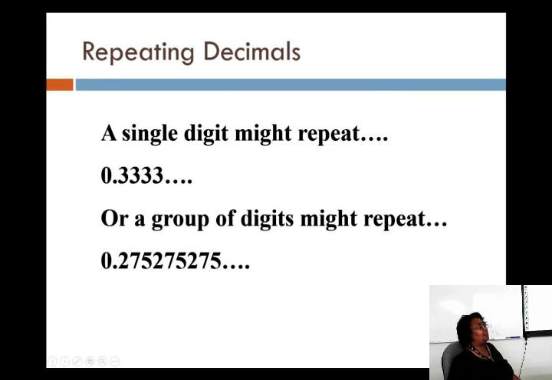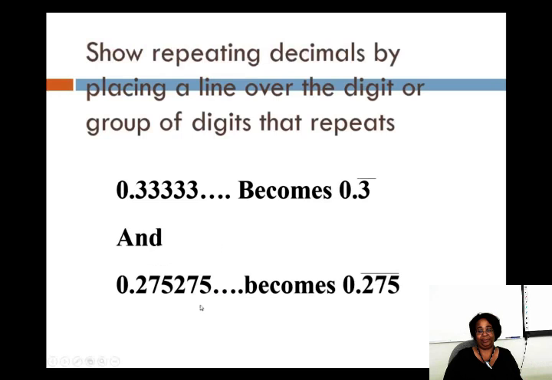Here's some examples of repeating decimals. Sometimes your repeating decimals can be 1 digit, they can be 2 digits, or they can be 3 digits that keep repeating over and over and over again. So it could be a group of numbers that repeat. You just need to look for the pattern. Once you find the pattern, just put a line over it. This will be in decimal form. Or like I said, you can write it as a decimal fraction, because you don't want to sit there and keep dividing and dividing forever. That goes on forever like that.